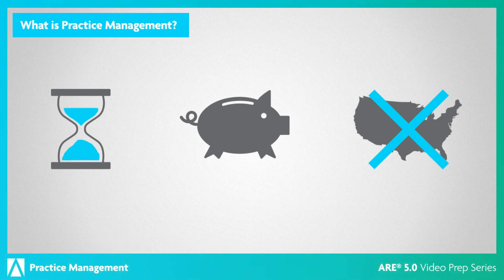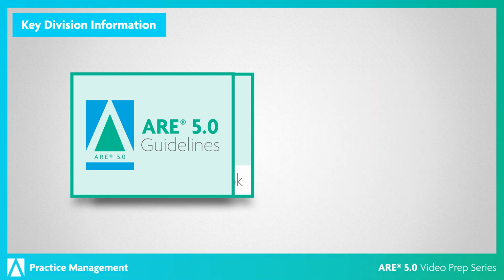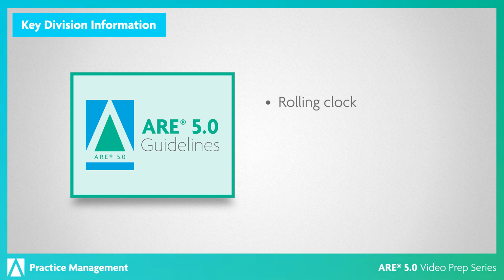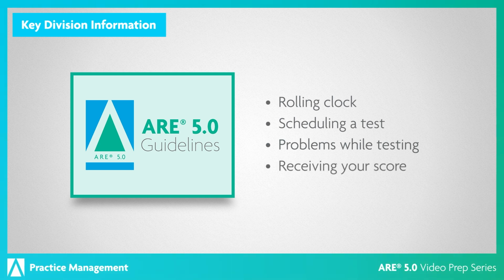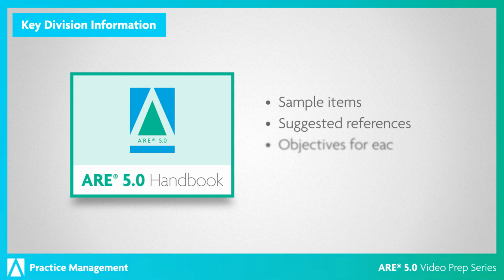prevent these issues. Be sure to review the latest ARE 5.0 guidelines and ARE 5.0 handbook, both on the NCARB website. The guidelines contain critical information about ARE 5.0 policies, including the rolling clock, scheduling a test, problems while testing, and receiving your score. The handbook discusses the content of all 6 divisions and includes sample items and suggested references, as well as more information on the objectives for each division.